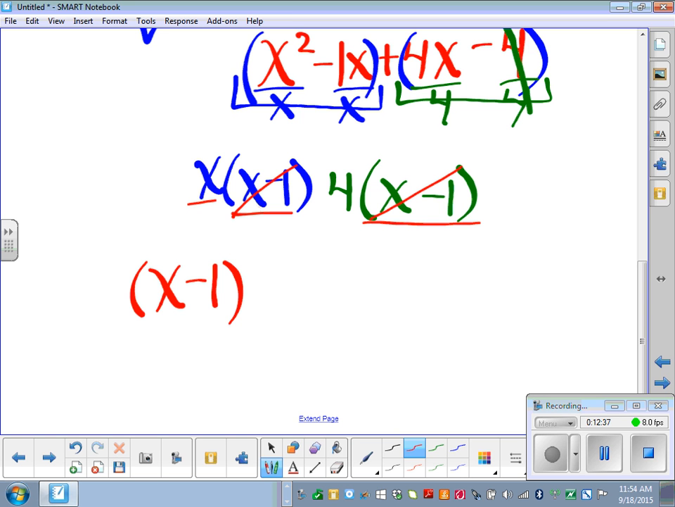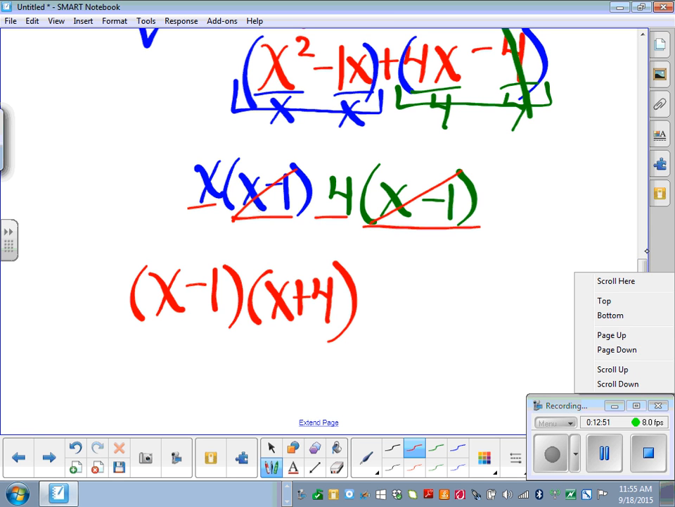That leaves me with x and positive 4, so x plus 4. Now once again, we got the same answer that we would have when quick factoring, but I just wanted to do it the long way, just so that we could remember how to do it if we can't quick factor. So x minus 1 times x plus 4.